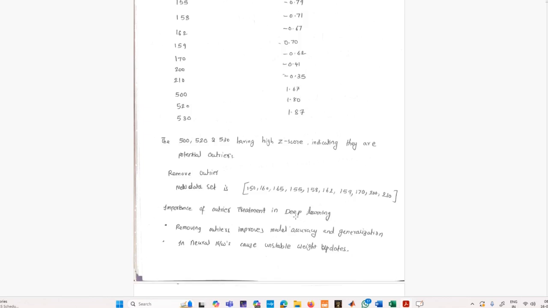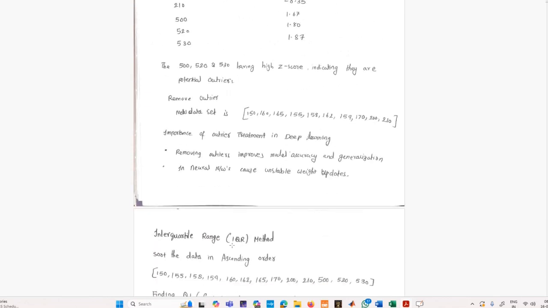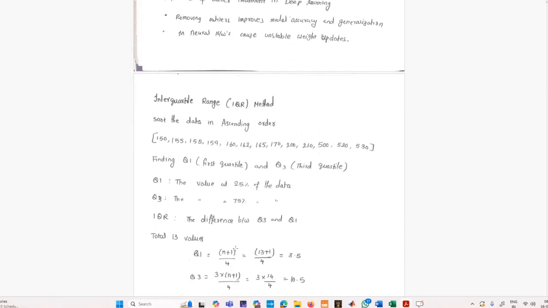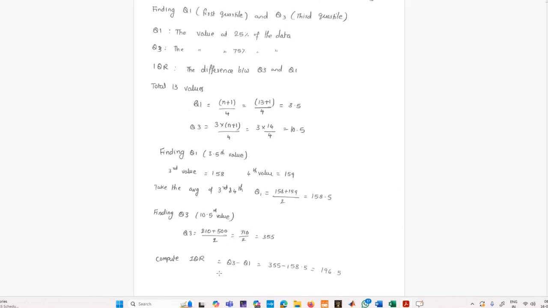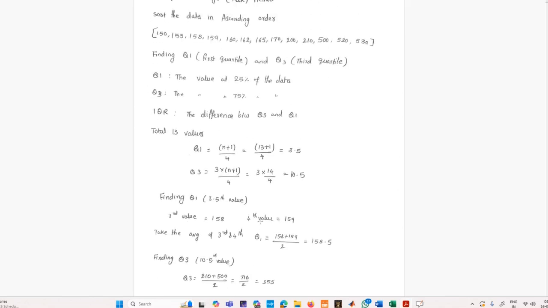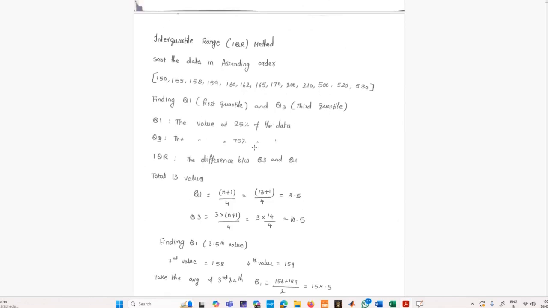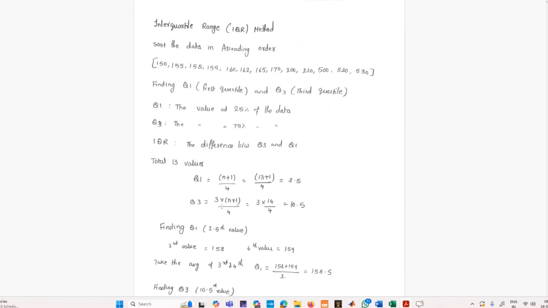Okay, and another one is the interquartile range method. Here we have to take two quartiles. The formula is simply Q3 minus Q1, the interquartile range. The first quartile is the point below which 25% of the data lies, and the third quartile is the point below which 75% of the data lies. Here I have considered the same data, with 13 samples as I already said. So (n plus 1) by 4 gives 3.5 for Q1, and 3 into (n plus 1) by 4 gives 10.5 for Q3.